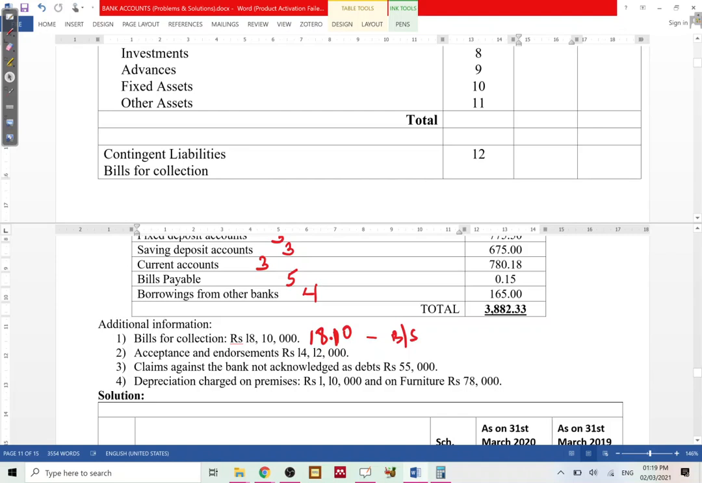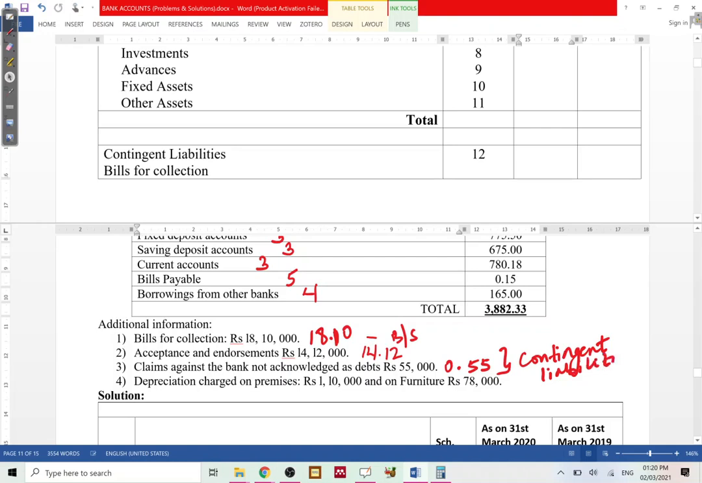Right. Then there is acceptance and endorsements of 14.12, and there is claims against the bank not acknowledged as debts, which is 55,000. Okay. So if you reduce it in lakhs, it is 14.12, and this if you reduce it in lakhs, it will be 0.55. Now where do these go? Both of these will go under contingent liabilities. Okay. Now what are contingent liabilities?